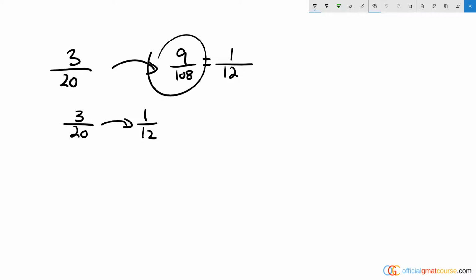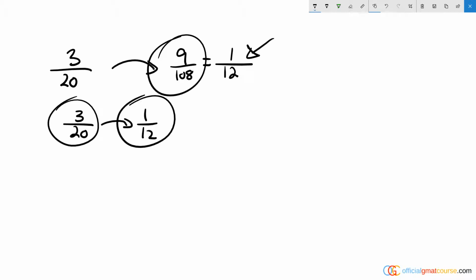And that fraction can be simplified by dividing both the top and bottom by 9. We'll get 1 over 12. So I went from 3/20ths to 1/12. And now I want to find a common base so that I can represent both of these as having the same denominator. And there's multiple ways you could solve this. This is just my preferred method.